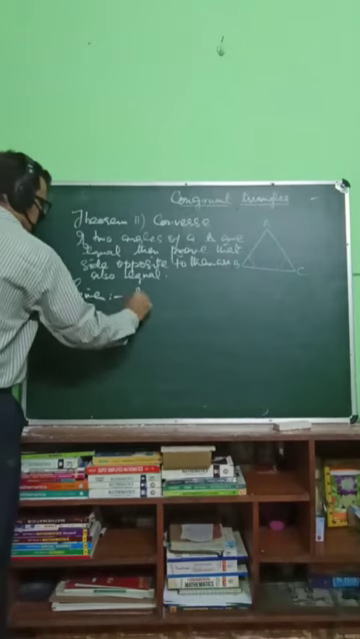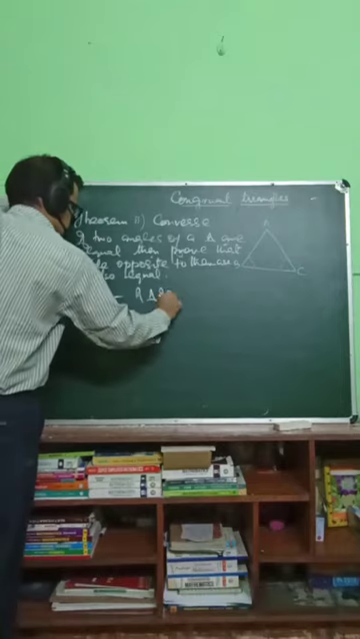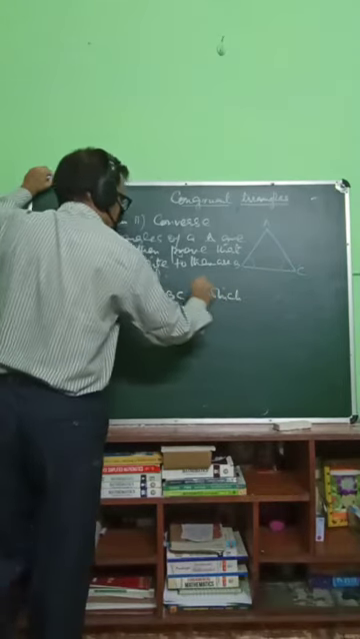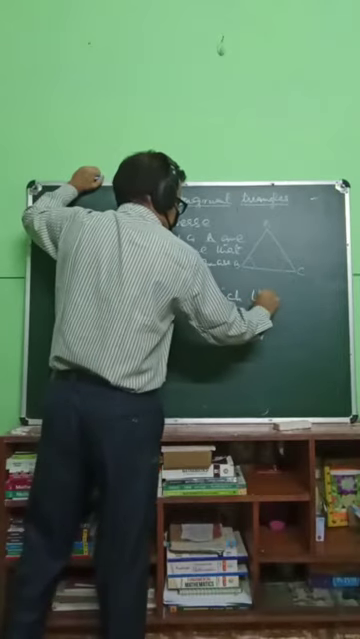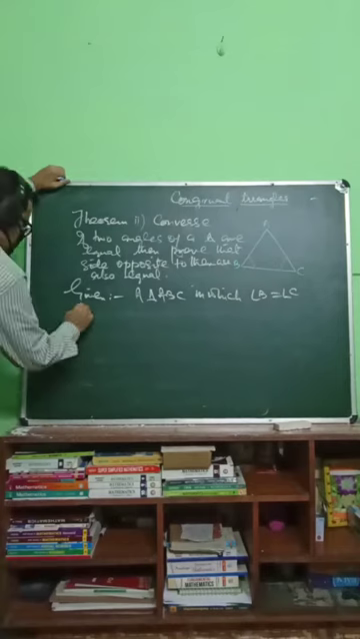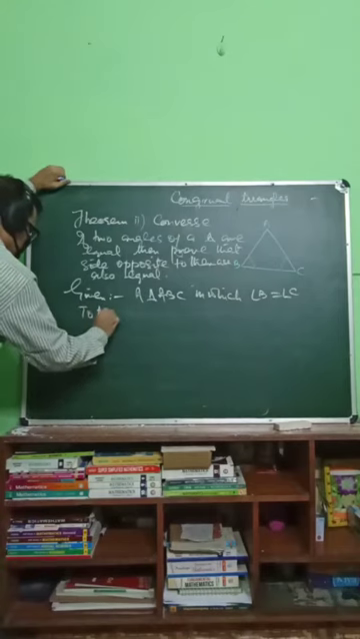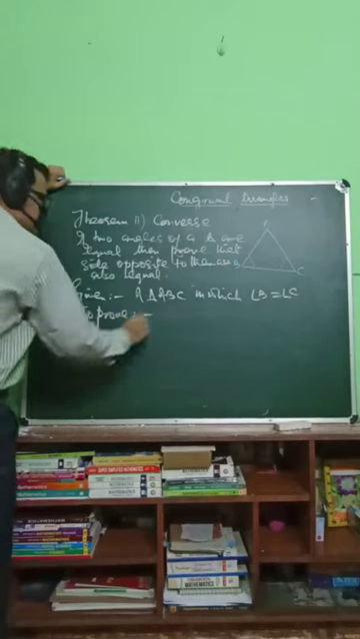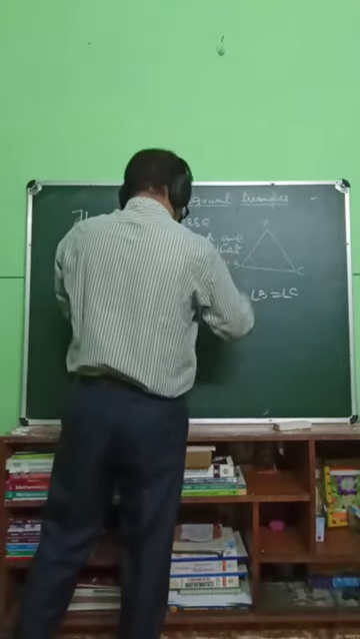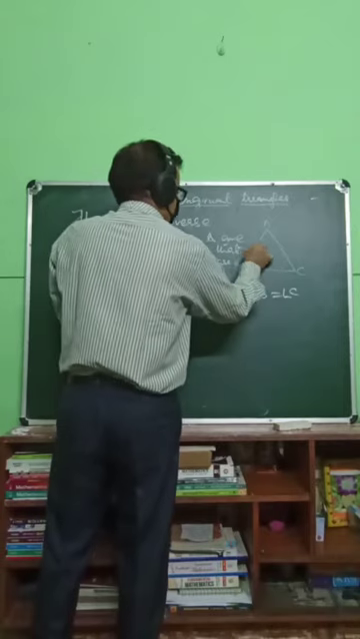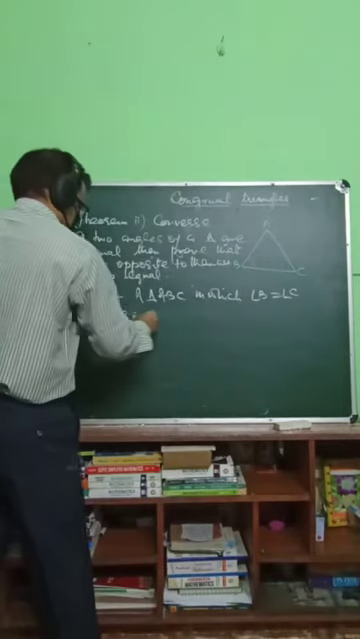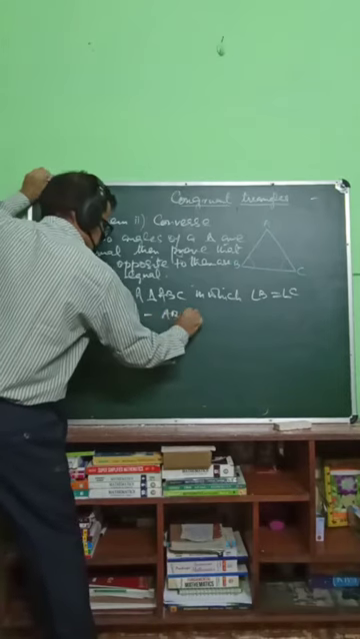Given a triangle ABC in which angle B is equal to angle C. To prove is AB equal to AC. AB is equal to AC. So AB is equal to AC.